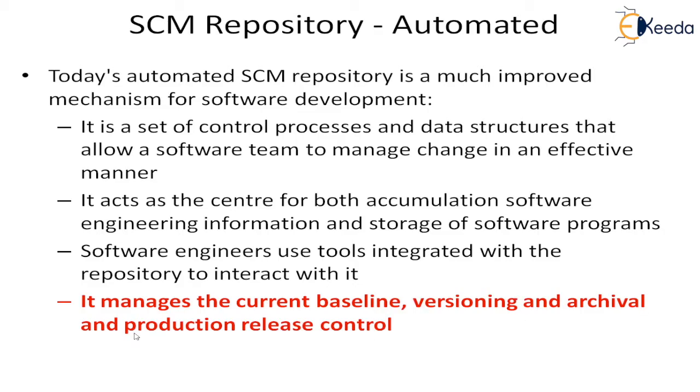And it also helps in the production release control. Why does it help in the production release control? Because it can accumulate different kinds of software components and create a release, a complete software as a collection of these objects, and those objects together can be released to production. So any software version you want to release after the change, that means you want to do the delivery so that the users can use it, happens through the production release control mechanism of the SCM repository and its automated tools.